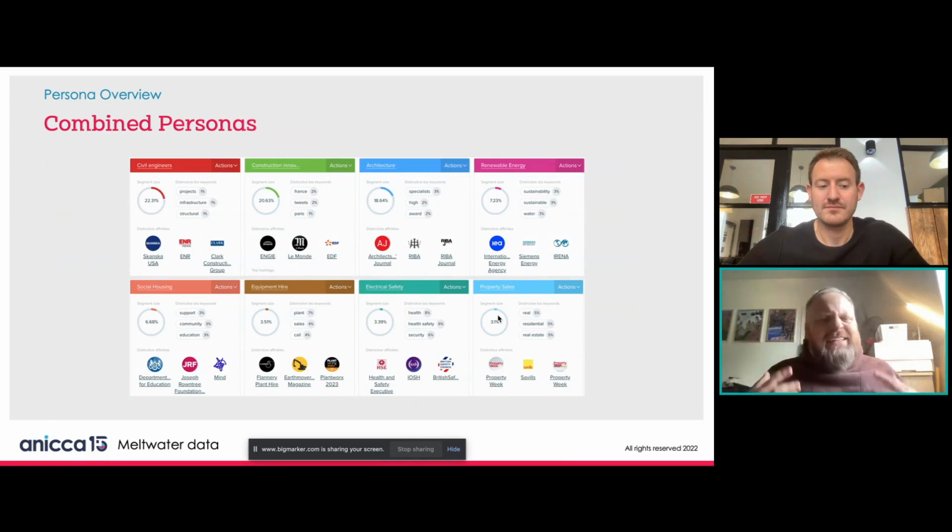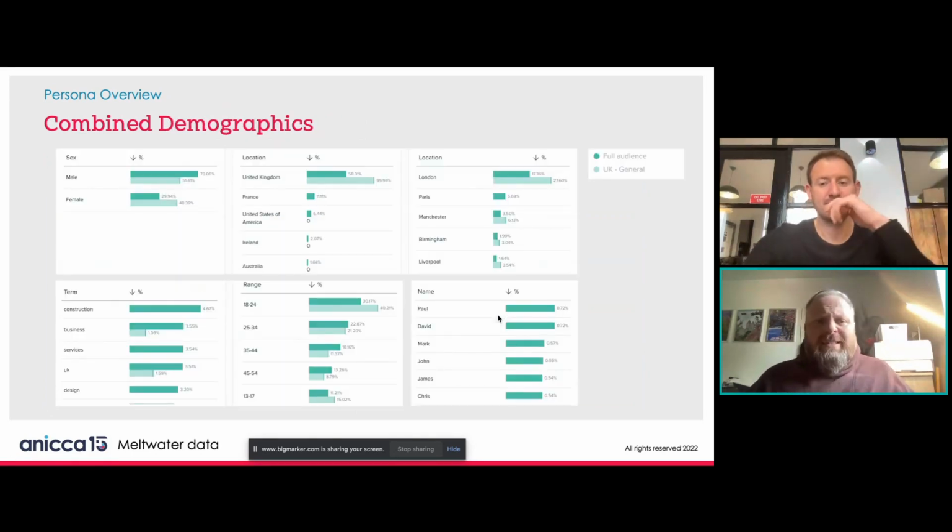So these are 8 key areas there. So you start understanding, right, well, have we got content that appeals to civil engineers? Have we got content that appeals to innovation within the construction industry? So on and so forth. What we're able to then do is look at the combined demographics.